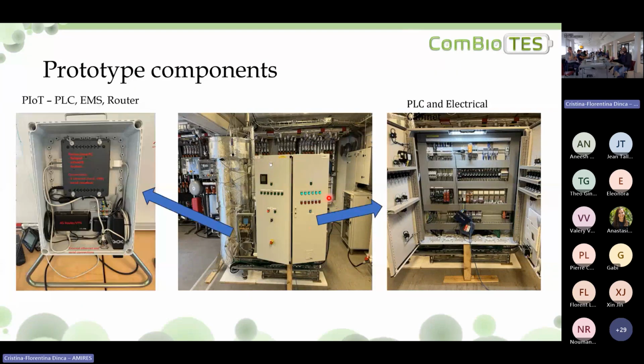So all the sensors and instrumentation are located in the electrical cabinet, which are then connected to this POD device, which has all the intelligence, which receives all the sensor signals, processes the data, and then controls the operation of the prototype.